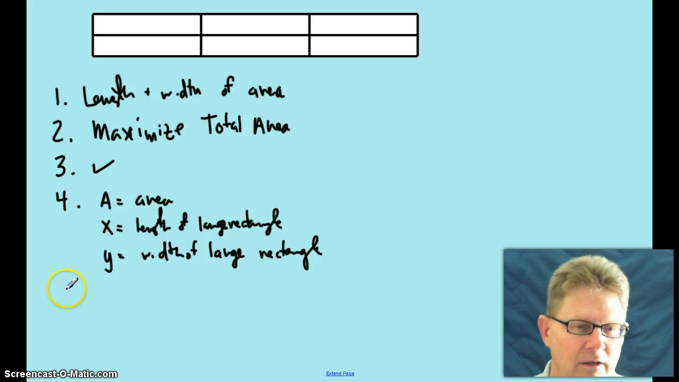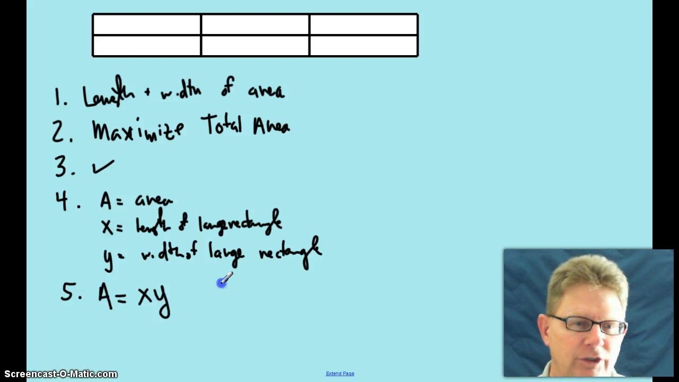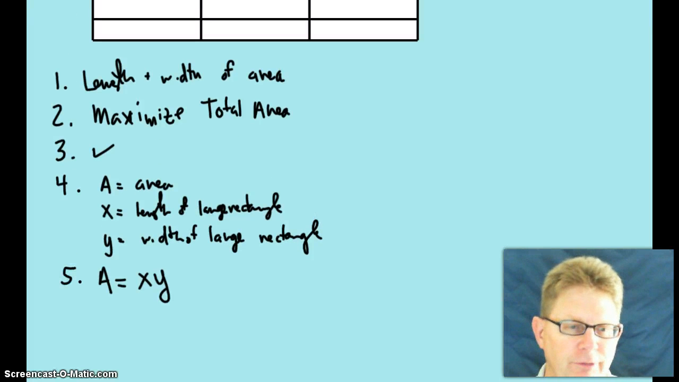Okay, let's get an equation. Ready? 5. The area is the length times the width. XY. Now that would be really cool if we could just stop right here and say, okay, there you go. Unfortunately, we've got 2 different variables. It's not going to be easy to differentiate using 2 variables. So, since we can't differentiate with 2 variables, we need to come up with a secondary equation.